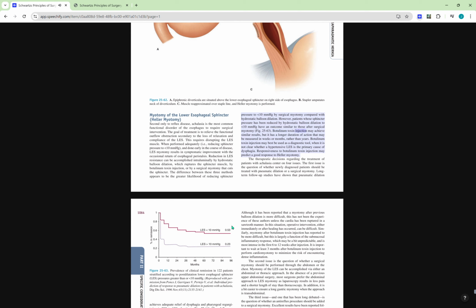Botulinum toxin injection may achieve similar results, but it has a shorter duration of action that may be measured in weeks or months rather than years. Botulinum toxin injection may best be used as a diagnostic tool when it is not clear whether a hypertensive LES is the primary cause of dysphagia. Responsiveness to botulinum toxin injection may predict a good response to Heller myotomy.